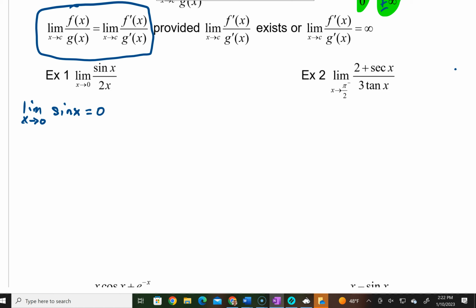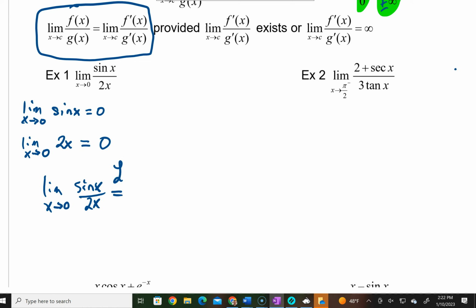0, right? The sine of 0 is 0. Show the limit of the denominator alone. As x goes to 0, 2x goes to 0. This means L'Hopital's rule applies. Watch. I do this, and many professors do this too. This is the way my professor showed me utilizing L'Hopital's rule.